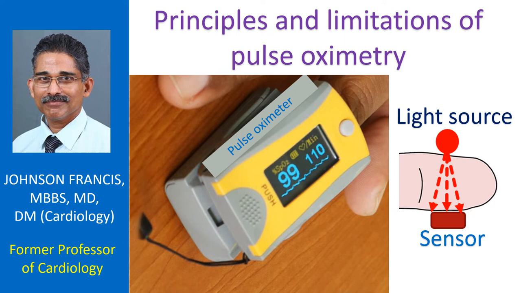Outside of the medical setting, they can be used by mountain climbers and pilots of unpressurized aircraft to decide whether supplemental oxygen is needed at high altitudes. Usual normal range for pulse oximetry readings would be 95% to 99%. But in patients with chronic obstructive pulmonary disease, slightly lower levels may be acceptable.